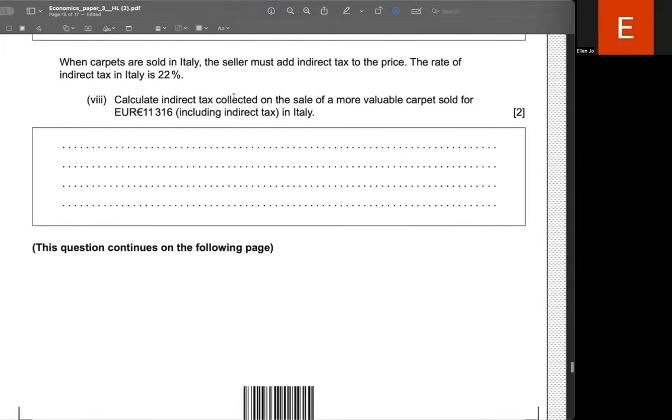Next, calculate the indirect tax collected on the sale of a more valuable carpet sold for euros. The price is 11,316 euros in Italy. To calculate the value, you use the tax rates and the value added rates. And this way you can get the tax amount.